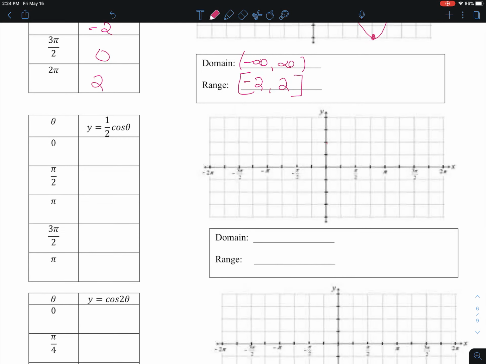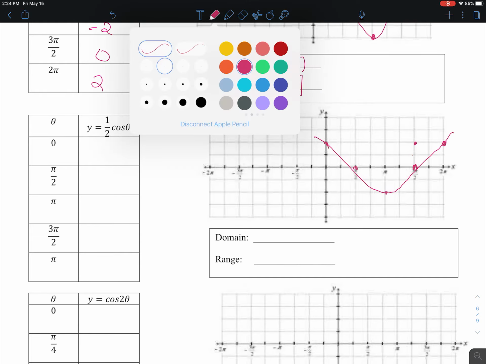Half of cosine theta, I'm going to graph cosine theta again, because that's pretty much what it is. It's just the transformation of it. What did I do wrong? That needs to go to 0, and then that needs to be at 1. So cosine theta looks like that, and then half of cosine theta would be half of that graph.